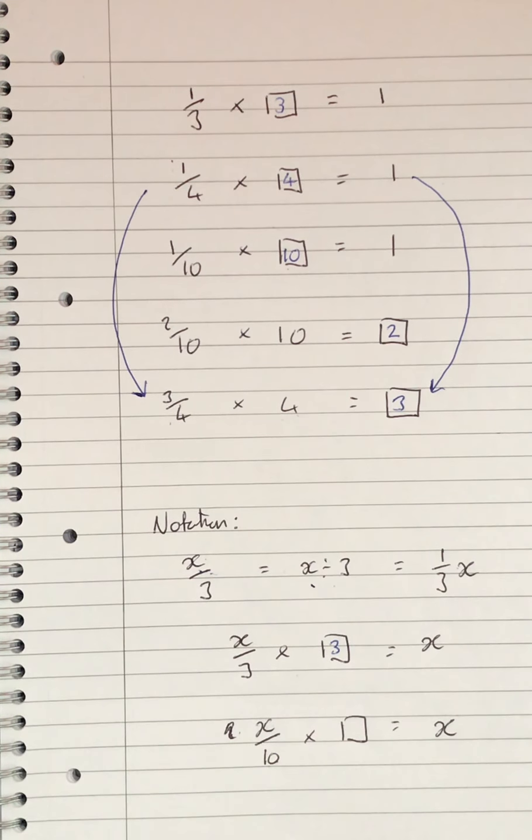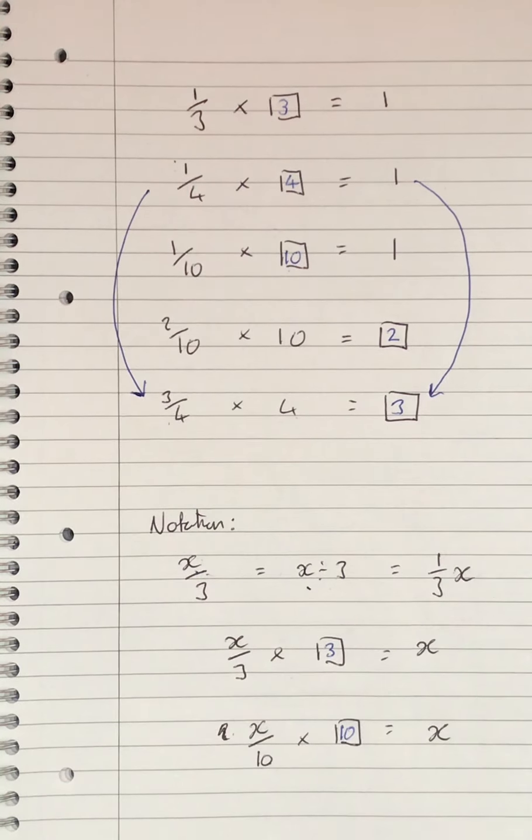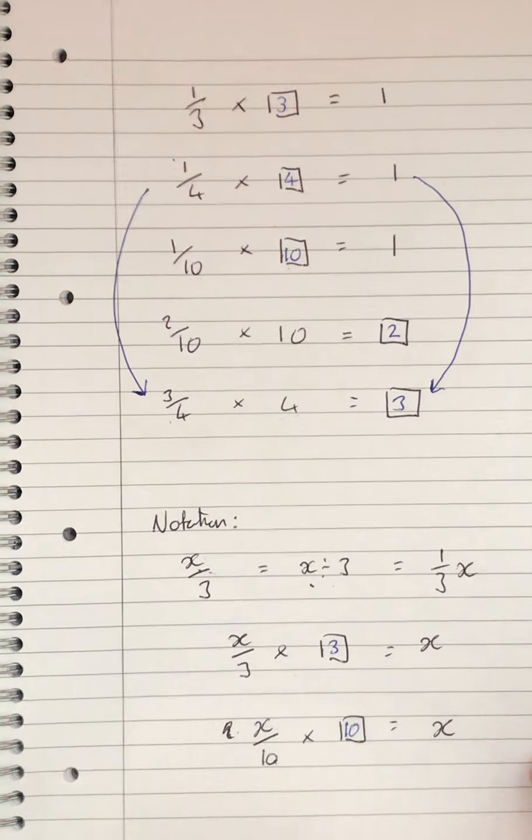Okay, guys, hopefully you've had a little go at that one. You've paused the video. x over 10, we would have to multiply it by 10 to get back to having a whole x. x over 10 is the same as sharing x into 10 different equal parts. We want all of those parts, so we want all 10 of those parts to make a whole one.